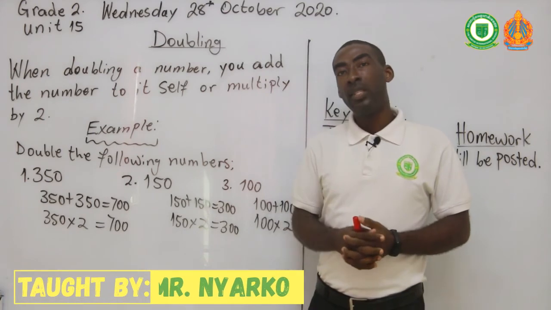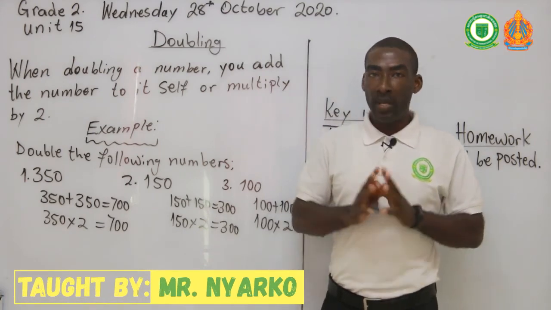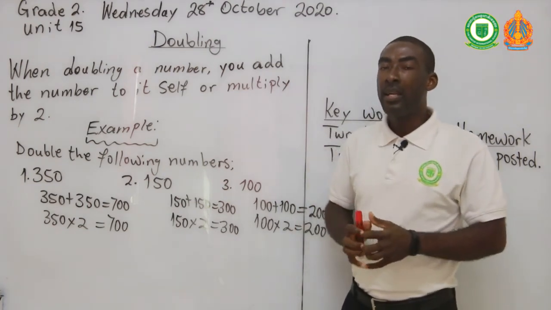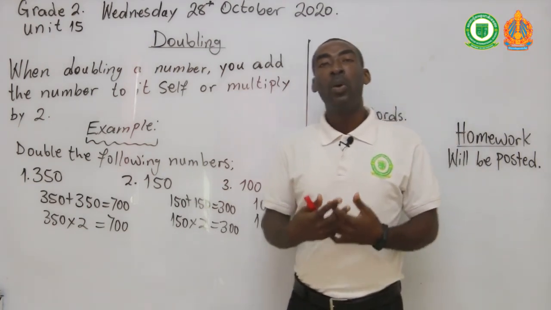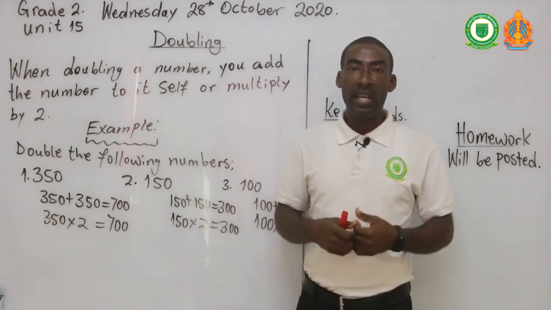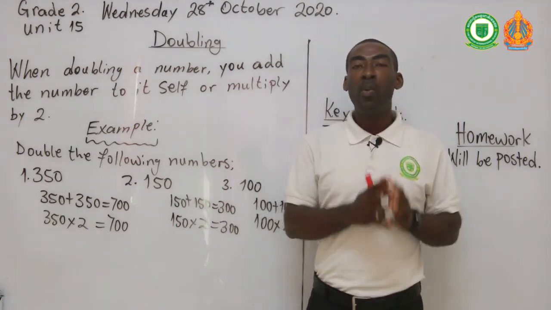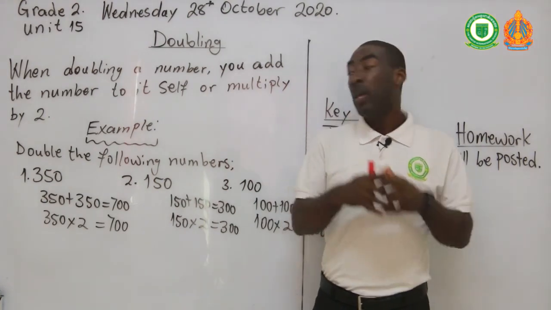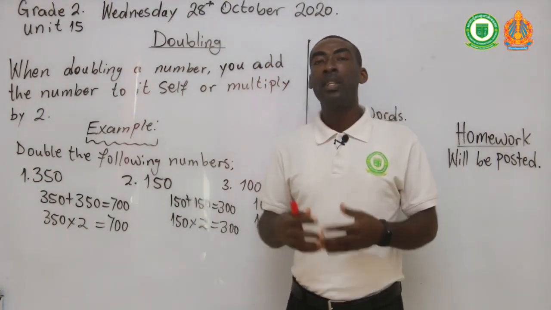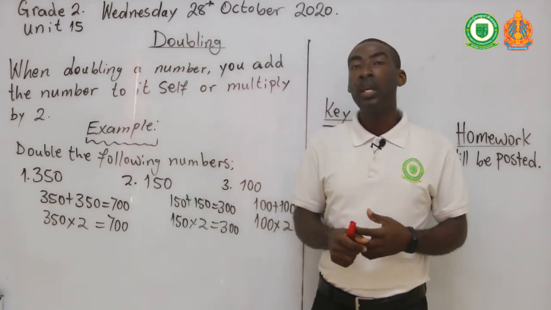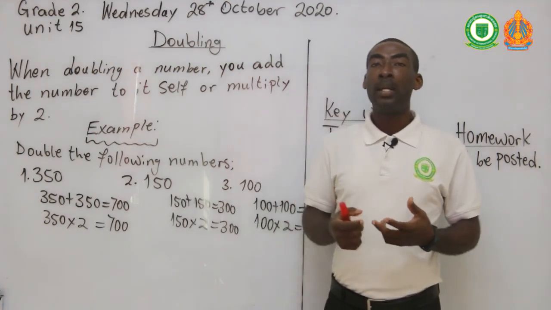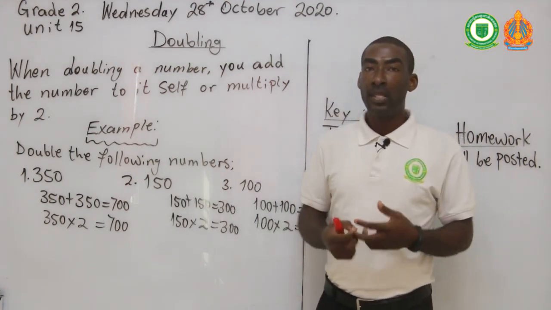So doubling means that we are adding a number to itself. That's the first understanding. The second understanding is that we can also multiply that number by 2, and that means we have double what we already had. We have done a couple of examples that have taken you through how you can deal with a single digit number, a double digit number, and that of having 3-digit numbers.